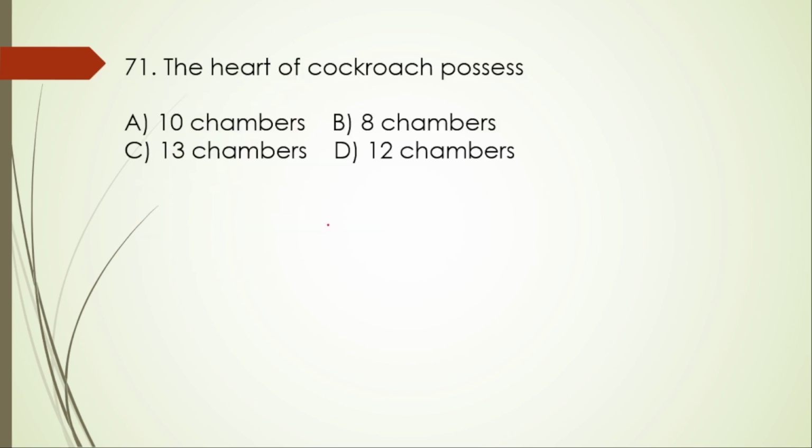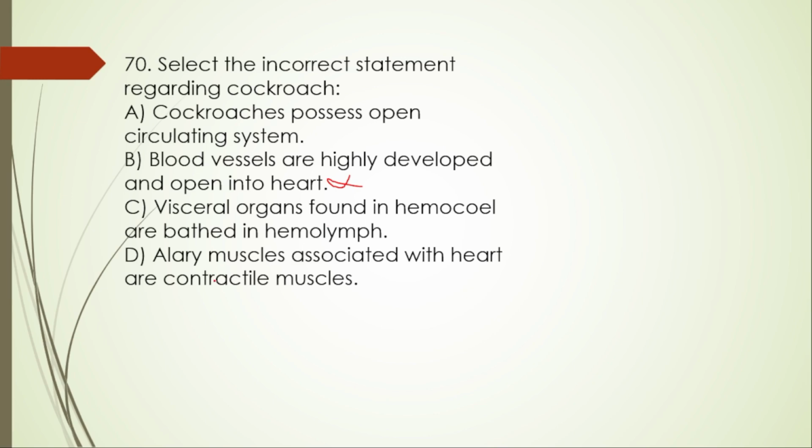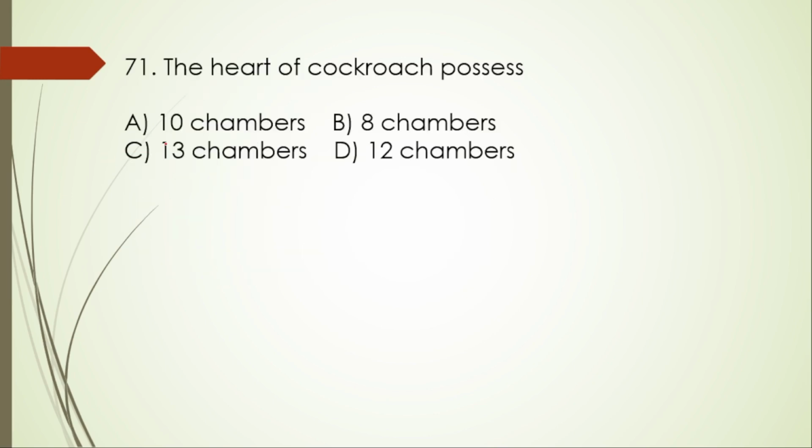71st question. So for the 70th question, which one is incorrect? B is incorrect. 71: the heart of cockroach possesses A, 10 chambers, B, 8 chambers, C, 13 chambers, and then D, 12 chambers. So the heart of cockroach contains not 8, it contains 13 chambers.